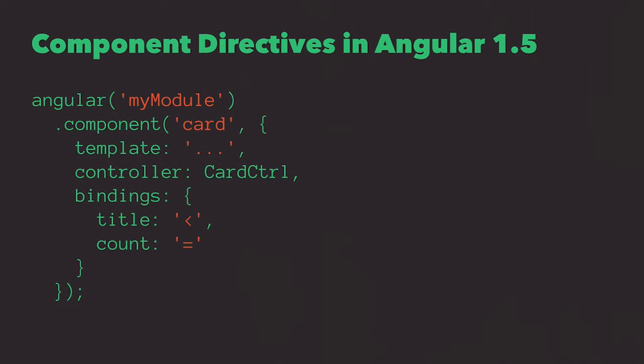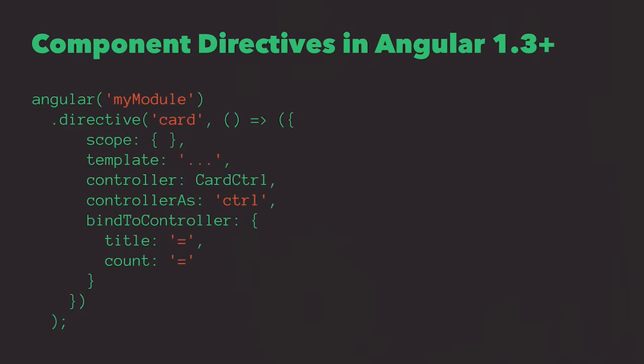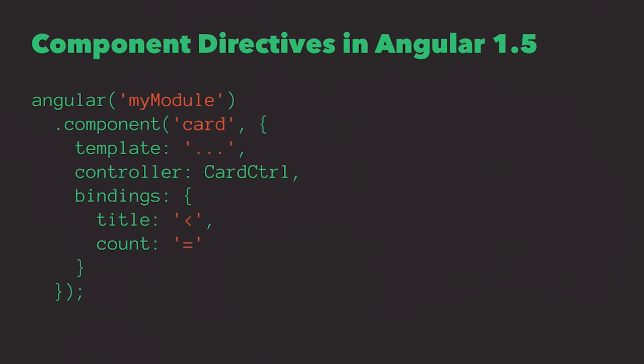In Angular 1.5, the core team introduced another method to us, the component method. And this is essentially just syntactic sugar around what we did in the previous example. So you'll see that we no longer need to mention scope because scope is isolated by default. We also don't need to mention controller as. By default, controller as is set to $ctrl.